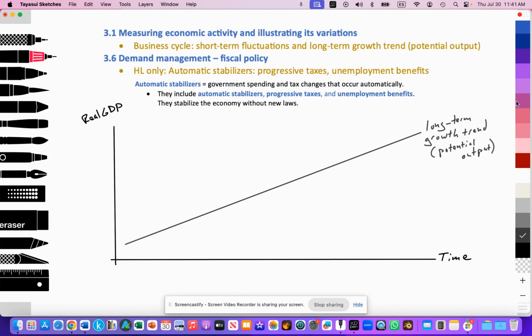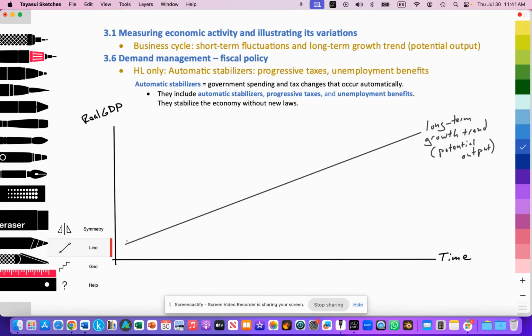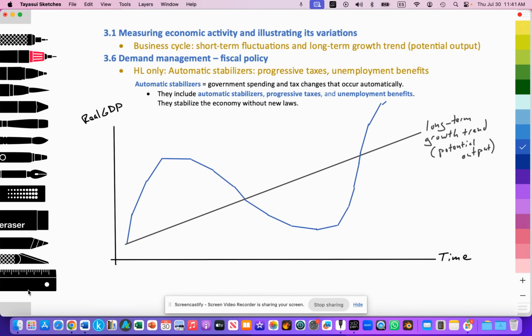All right, and then we can go ahead and illustrate the business cycle without the automatic stabilizers, and perhaps it's going to look something like this. It's rising, it's peaking, it's declining, and then falling, going back towards the trend. Then we go into greater contraction. It falls into recession, hits its bottom, begins to rise again, goes back towards the trend, etc. All right, so that's enough.